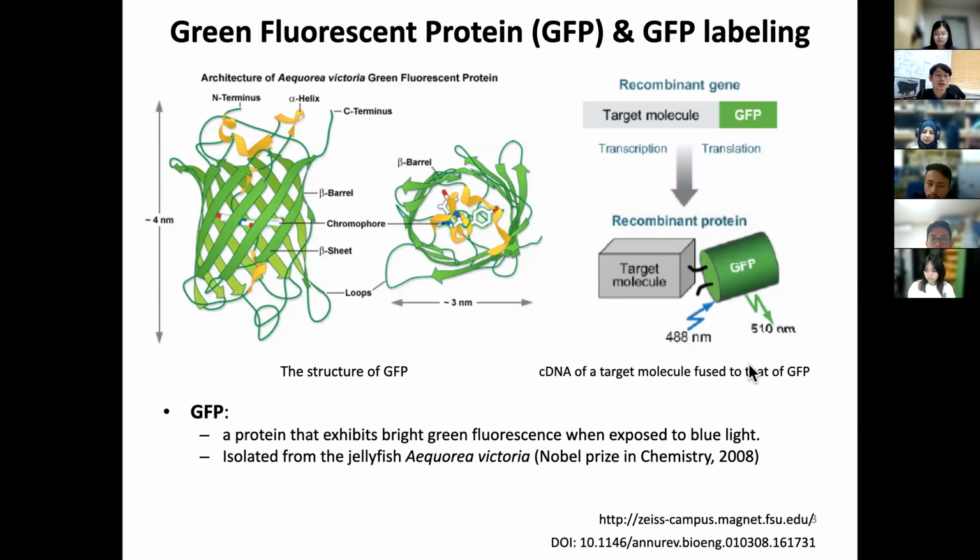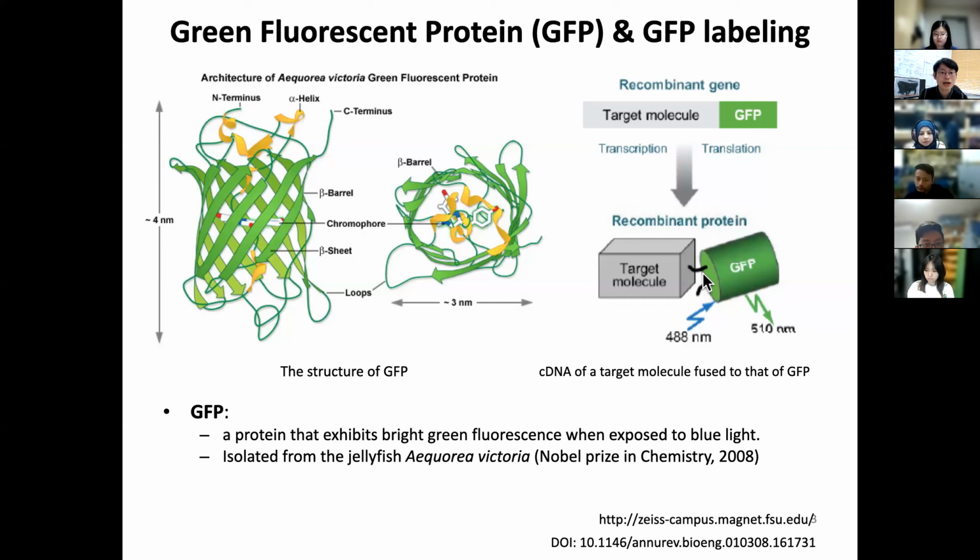An obvious question is, what would be your question from here when you are observing and imaging? You want to see the target molecule, but now you are looking at this fusion protein.